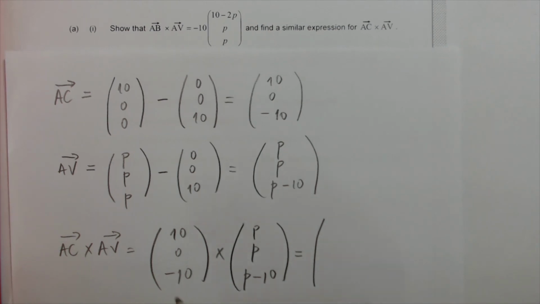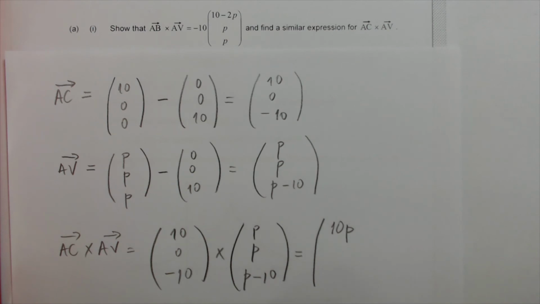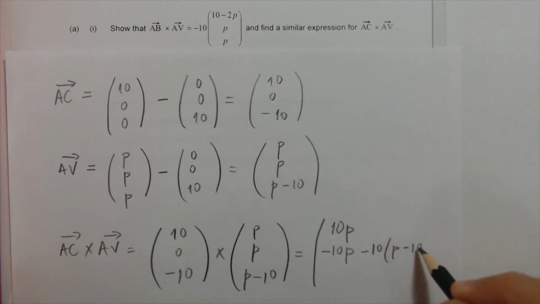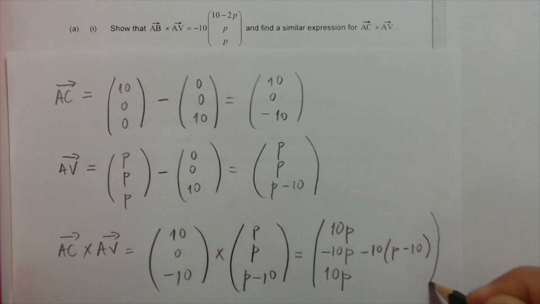We start with 0 times 10 times P minus 10, which is 0, minus 10P, so 10P. Then for the second coordinate, we do minus 10P minus 10P minus 10. And for the last coordinate, 10 times P, 10P, minus 0. So that's the vector.